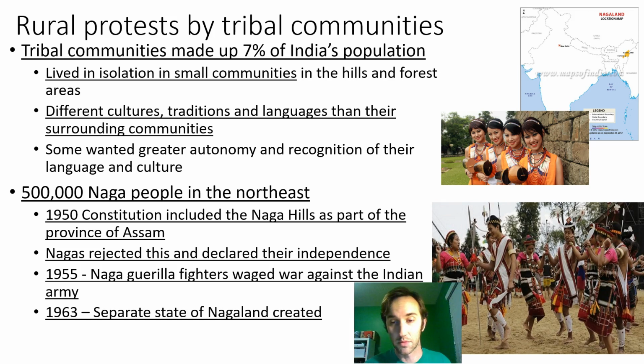A couple of examples, starting with the Naga people. And some Naga people right here, this really small community over here, very close to Myanmar. And so it's kind of a border community right next to Myanmar. 500,000 people within this tribe. And under the 1950 Constitution, they included the Naga Hills as part of the province of Assam. The Naga people were not too happy about this, so they reject this and they said, nope, we're independent. And they declare independence.